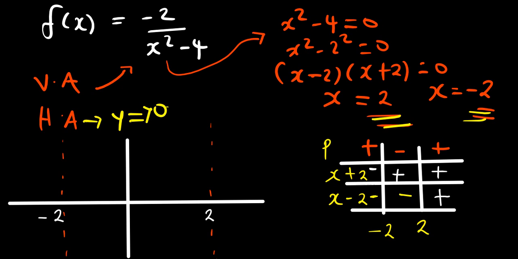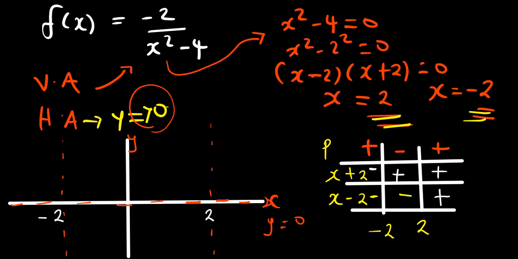Then our horizontal asymptote, we said it is y equals 0. This is the x-axis, this is the y-axis. On the x-axis, y equals 0. So our horizontal asymptote in this case will be just the same line. Okay, so now what are we going to have?